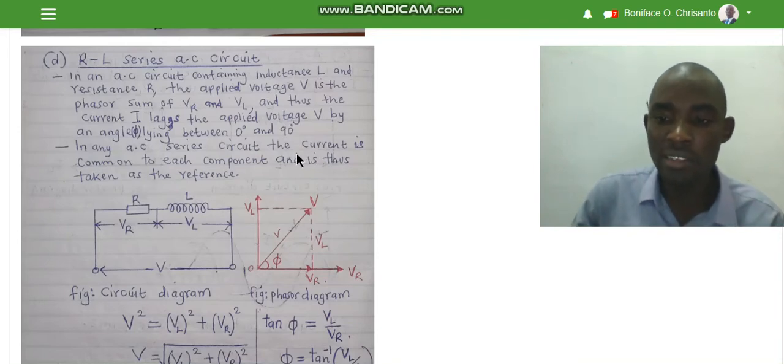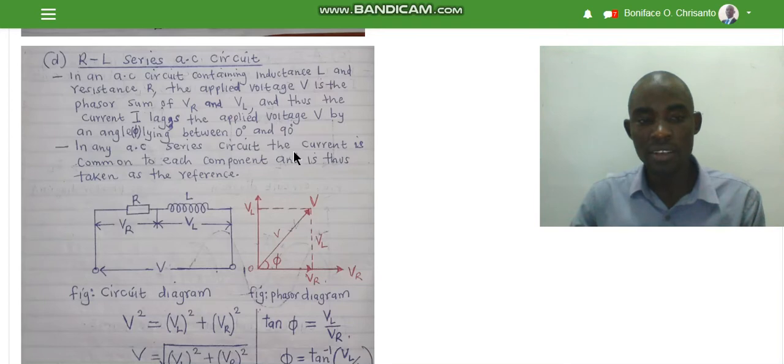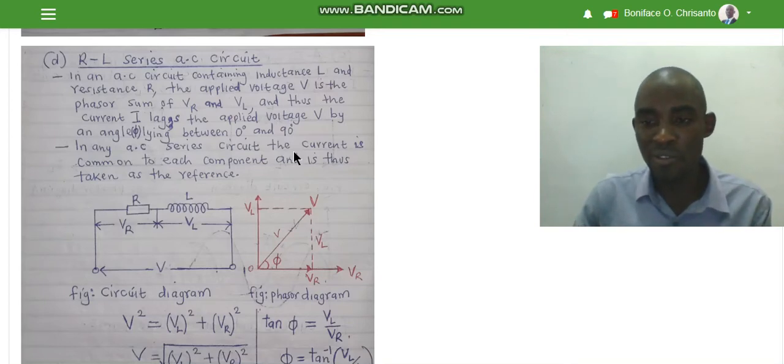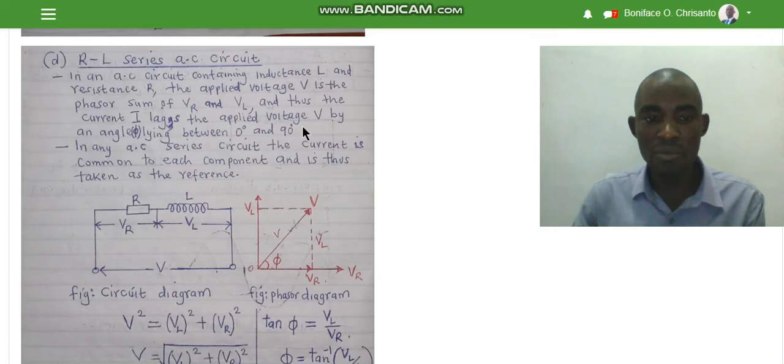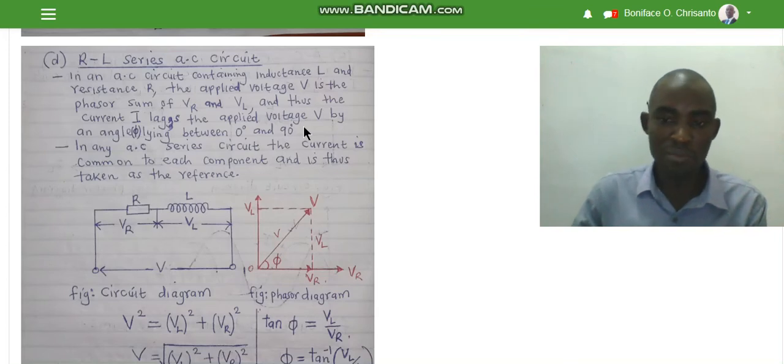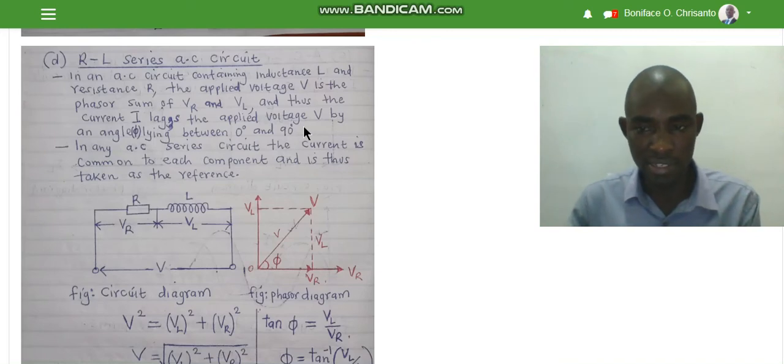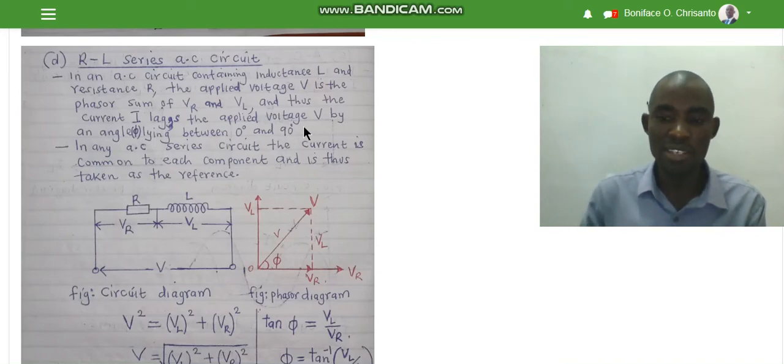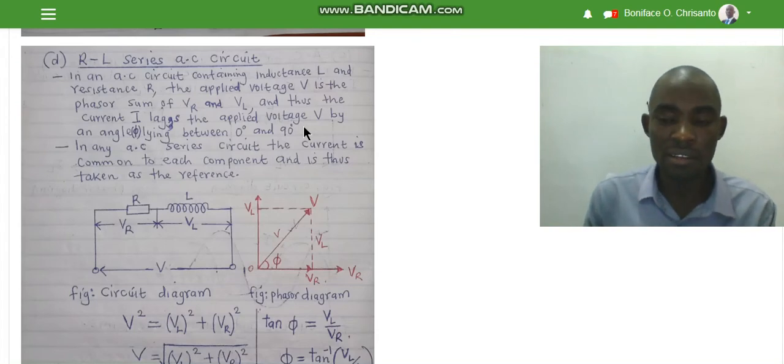Remember, in a purely inductive circuit, the voltage and the current are out of phase by 90 degrees. But the moment you start talking about a resistor being connected in that circuit, or the inductor having some form of resistance, the angle between the voltage and current will never be 90. It will be a value less than 90, but not less than 0. So the value will be between 0 and 90. So the moment you increase the resistance, of course, the value of the angle keeps on reducing.